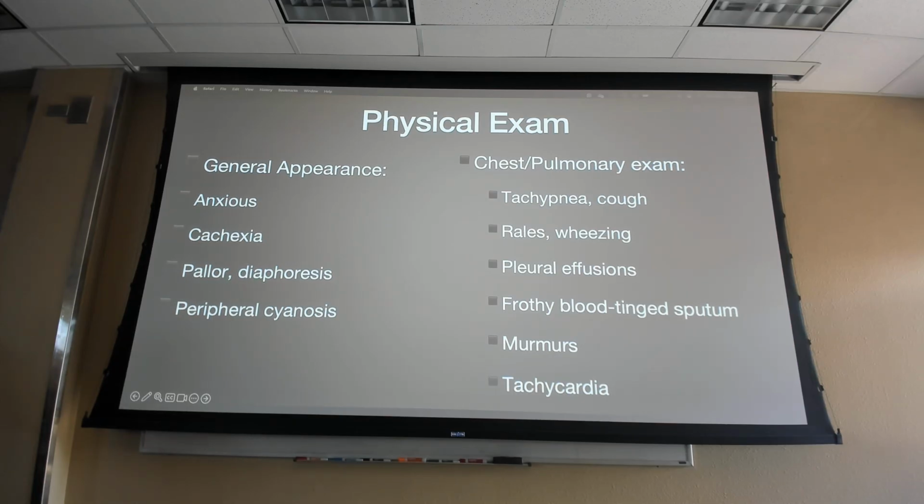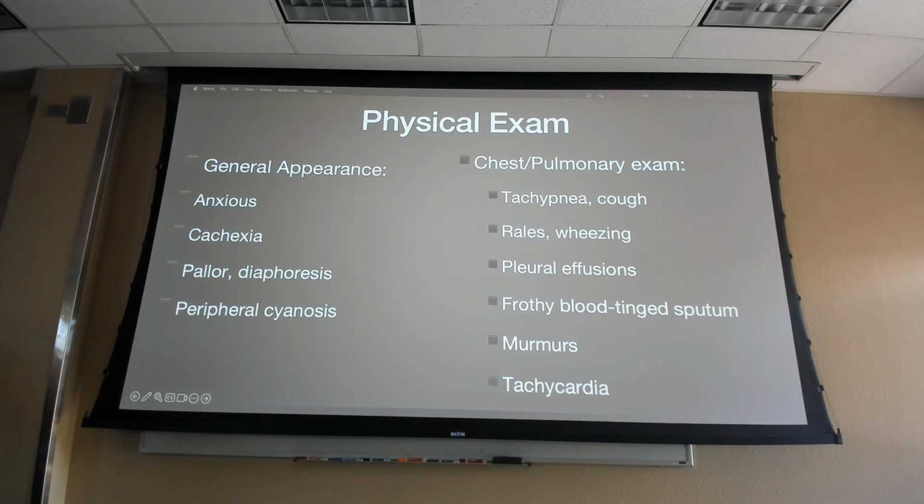They can be pale looking, diaphoretic. They can have peripheral cyanosis, kind of blue looking, right? Because they're just not perfusing well. On their chest exam, they're tachypneic. They can have a cough, right? They can have like pink tinged sputum. Have you heard that during your cardiology? They have this pink frothy sputum from their heart failure.